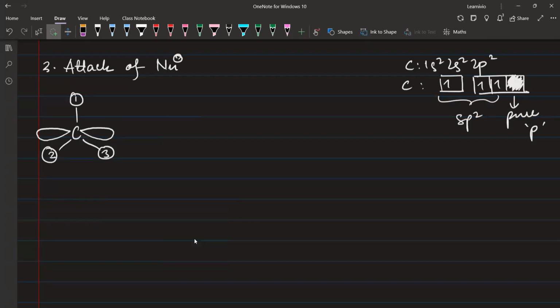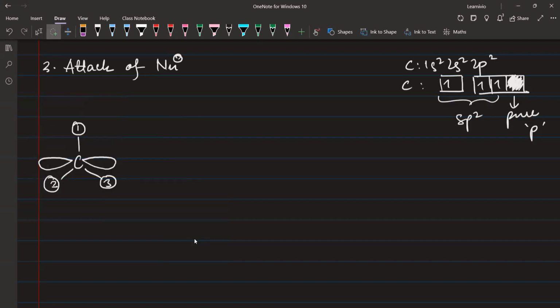Okay. What is going to happen now? The nucleophile is going to come and it can now attack on C. The pure p orbital does not have any electrons, so the nucleophile can come and attack on either lobe, not both, but rather either lobe. So you have the nucleophile.